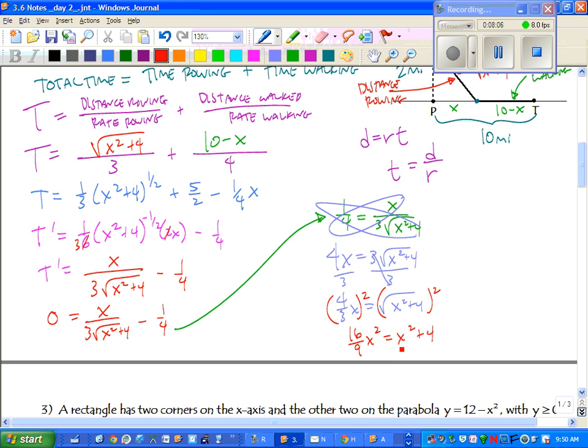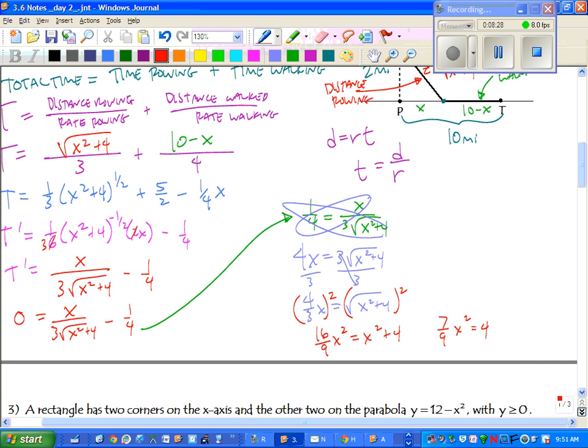Now we want to get the x squareds to one side. So I'm going to subtract x squared over here, and we end up with 7/9 x squared equals 4. We can multiply both sides by 9/7. So x squared equals 36 over 7. And then finally, we want to take the square root of both sides. So x equals 6 over the square root of 7, or 6 square root of 7 over 7.